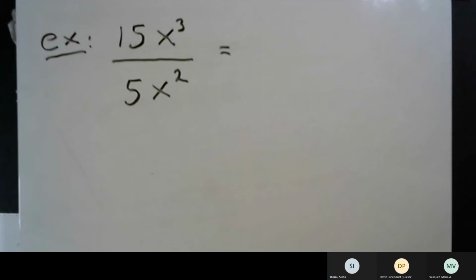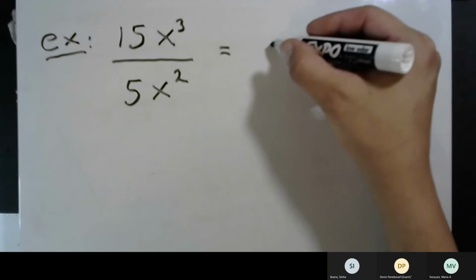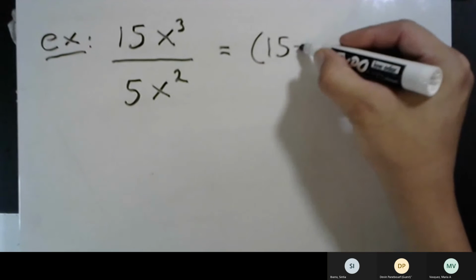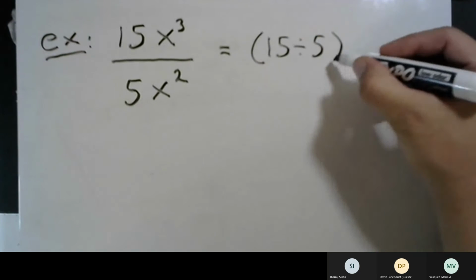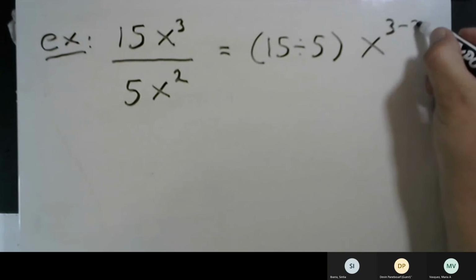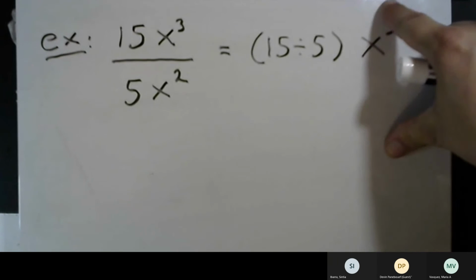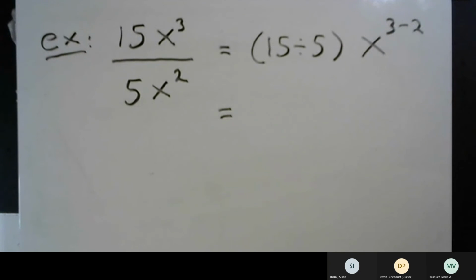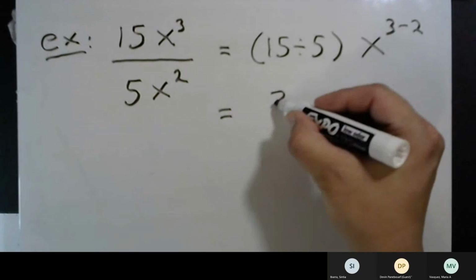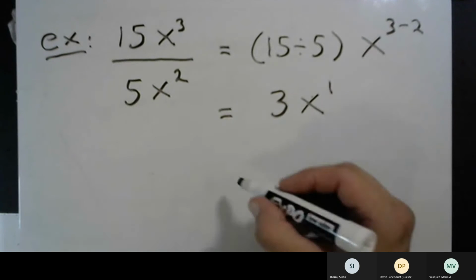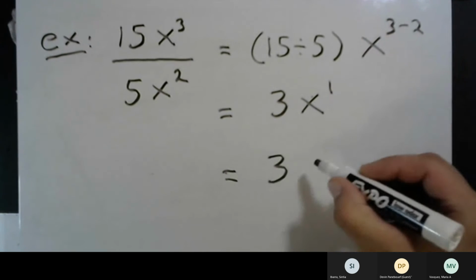You can organize this in different ways. I'm going to do it this way first. We're going to divide the coefficients, and then we're going to use our quotient rule on our variables. So this is going to give us 3x to the 1, or 3x.